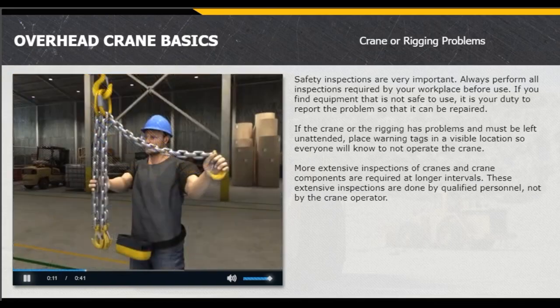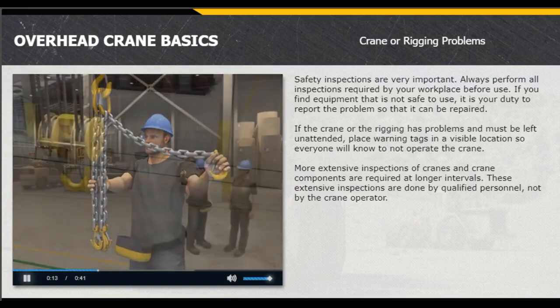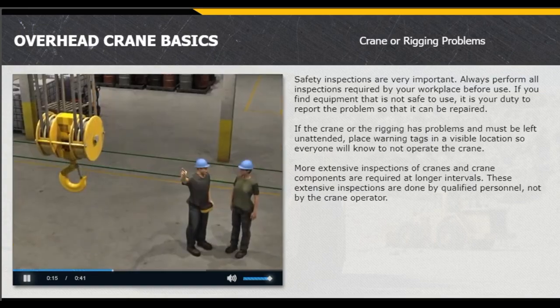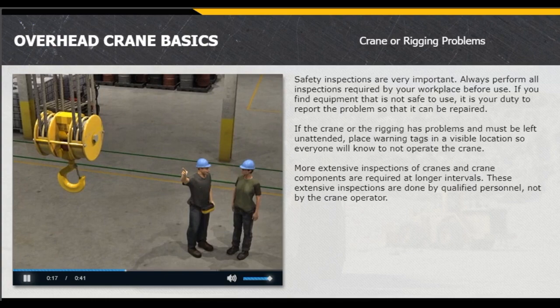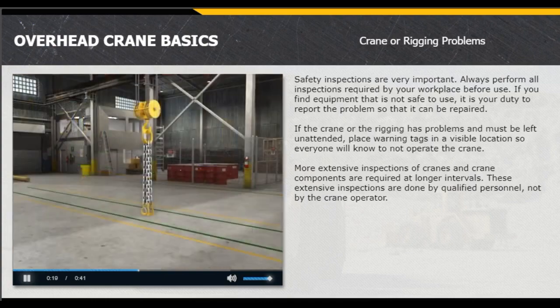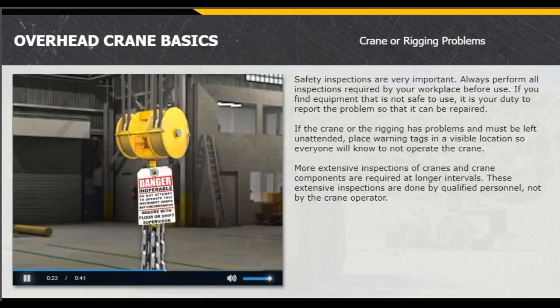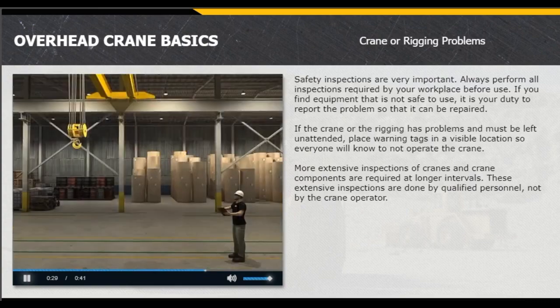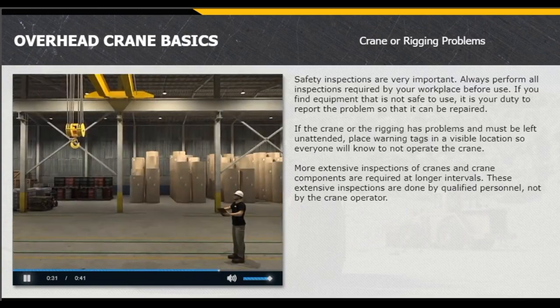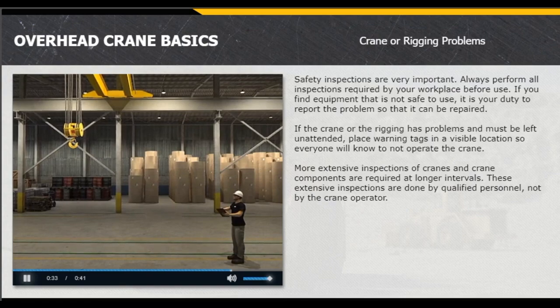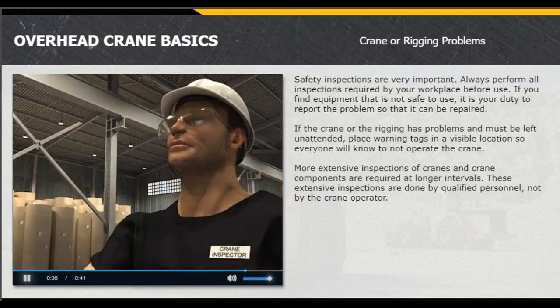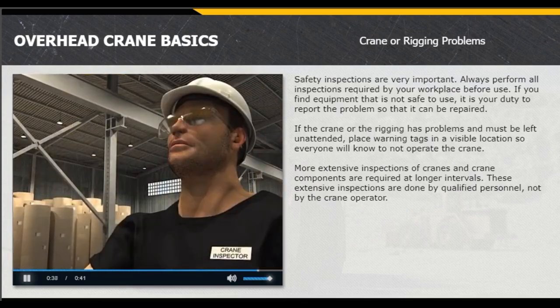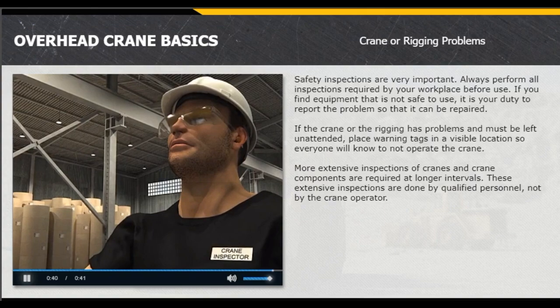If you find equipment that is not safe to use, it is your duty to report the problem so that it can be repaired. If the crane or the rigging has problems and must be left unattended, place warning tags in a visible location so everyone will know to not operate the crane. More extensive inspections of cranes and crane components are required at longer intervals. These extensive inspections are done by qualified personnel, not by the crane operator.